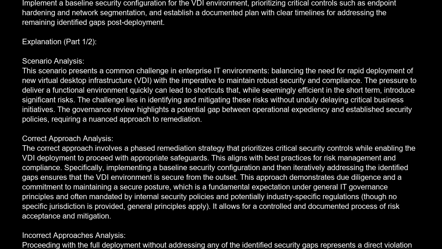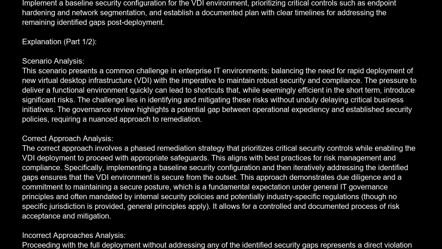Correct approach analysis. The correct approach involves a phased remediation strategy that prioritizes critical security controls while enabling the VDI deployment to proceed with appropriate safeguards. This aligns with best practices for risk management and compliance. Specifically, implementing a baseline security configuration and then iteratively addressing the identified gaps ensures that the VDI environment is secure from the outset.